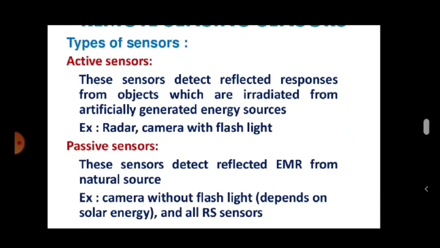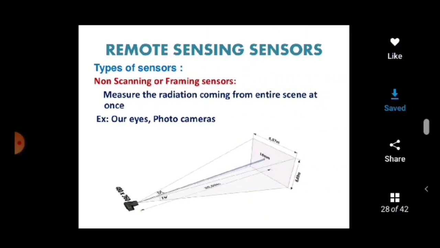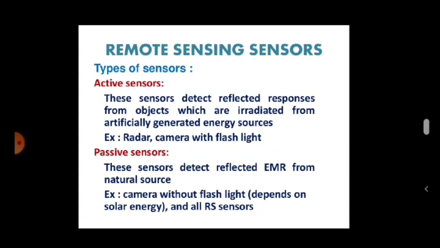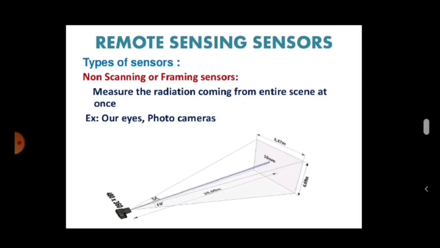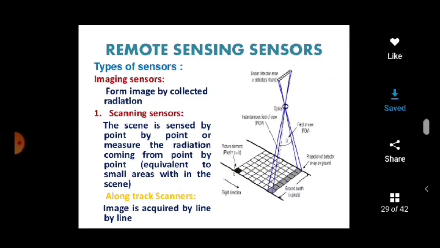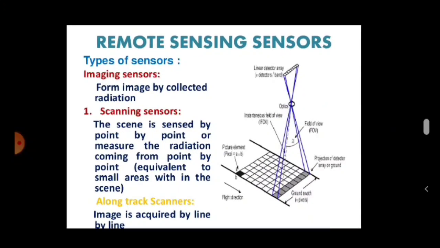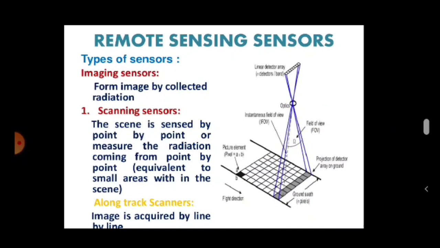So you can see, when it comes to active and passive remote sensing, non-scanning or framing remote sensing means it measures the radiation coming from the entire scene at once. As an example, cameras or our eyes. So you can see examples for these types of sensors. And imaging sensors means this type of imaging sensor forms an image by collecting radiation.